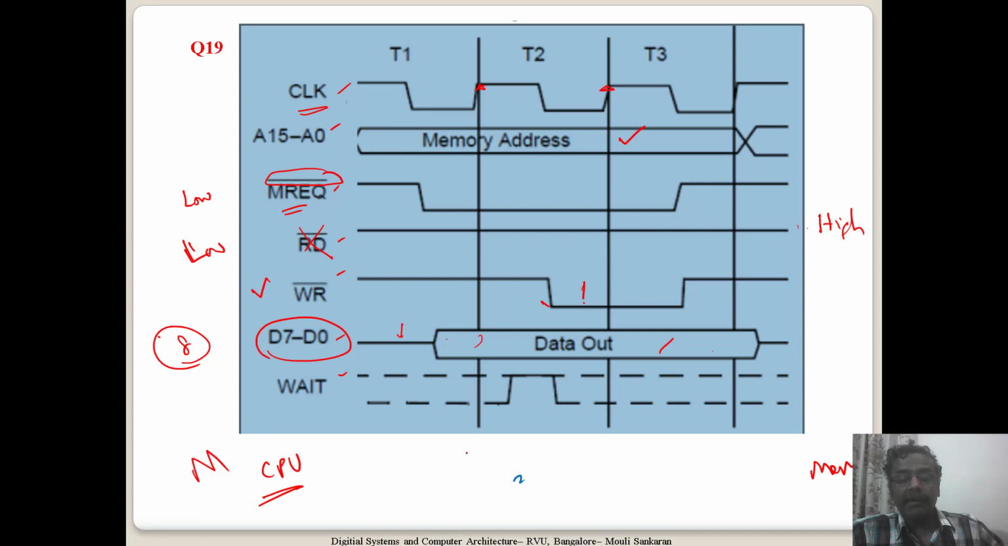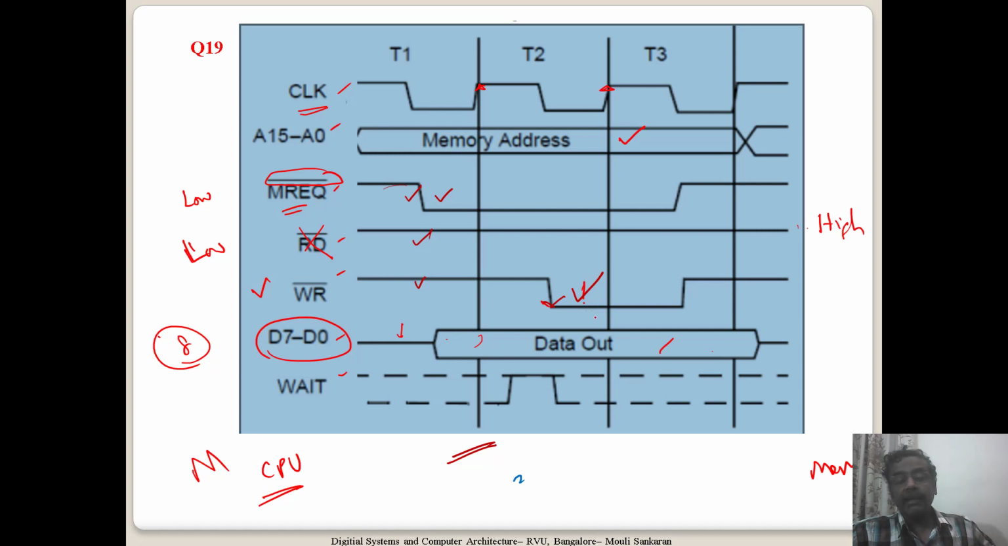Now what happens? We have a positive edge and memory request is going. That means the CPU is going to ask the memory, I'm going to do some operation with you, so please be ready, by bringing it low. And then it is going to perform either a read or write operation. By bringing the write signal low, it means that I'm going to perform a write operation.